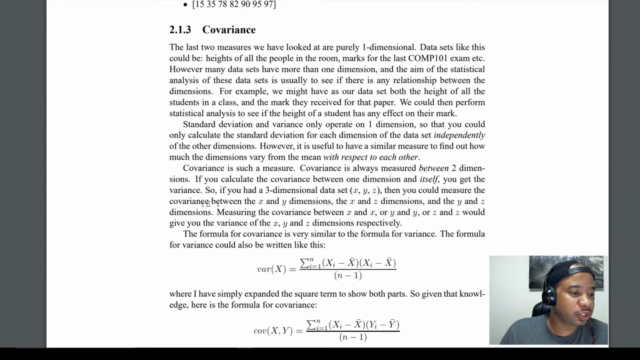Covariance is always measured between two dimensions. If you calculate the covariance between one dimension and itself, you get the variance. So if you had a three-dimensional data set, x, y, and z, then you could measure the covariance between the x and y dimensions, the x and z dimensions, and the y and z dimensions. Measuring the covariance between x and x, y and y, and z and z would give you the variance of x, y, and z, respectively.